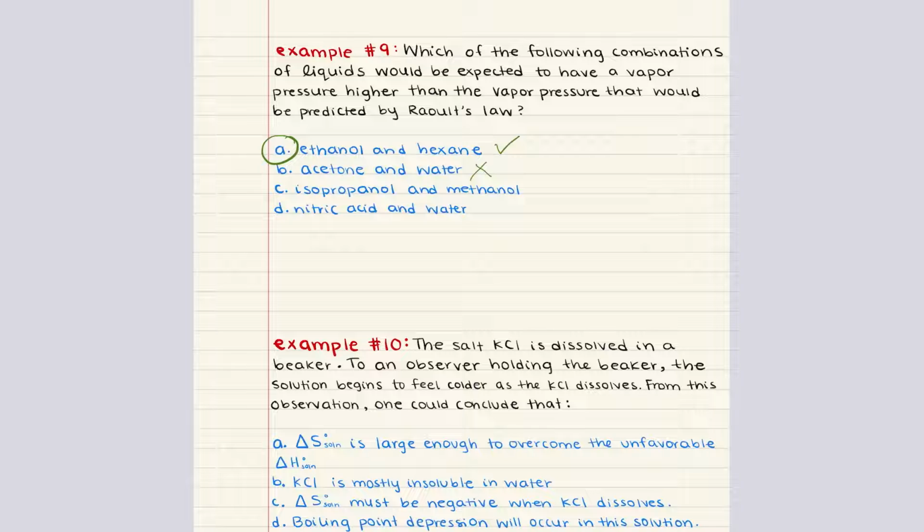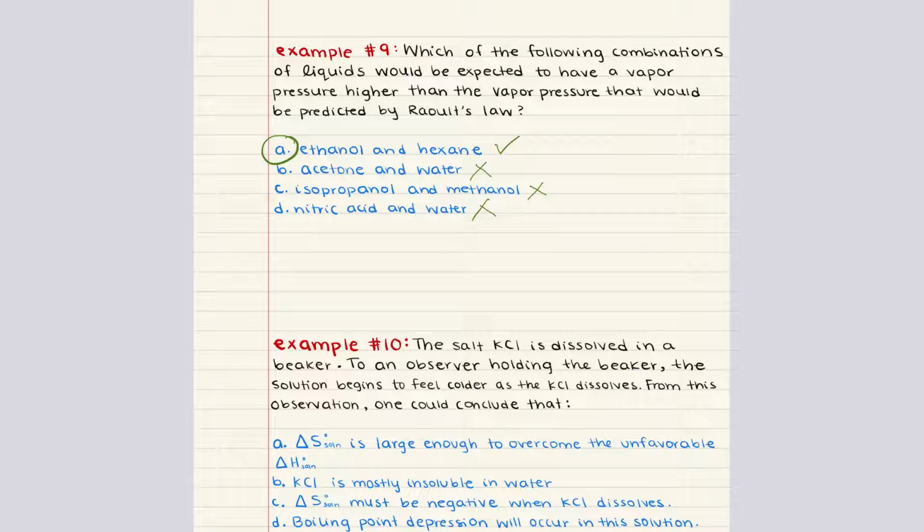C says isopropanol and methanol. Both of these can form hydrogen bonds, and so the interaction between them is going to be pretty similar, and that's going to lead to minimal deviations from Raoult's law. So C is also not the correct answer. D says nitric acid and water. Nitric acid is highly polar and it can form hydrogen bonds. Water can also form hydrogen bonds. And so the interaction between nitric acid and water is going to involve strong hydrogen bonding. This is likely going to lead to negative deviation. So again, this is not what the problem is asking. So it's not the correct answer.